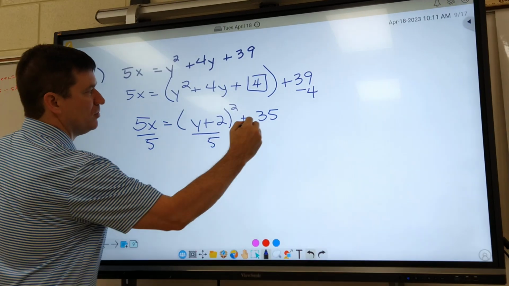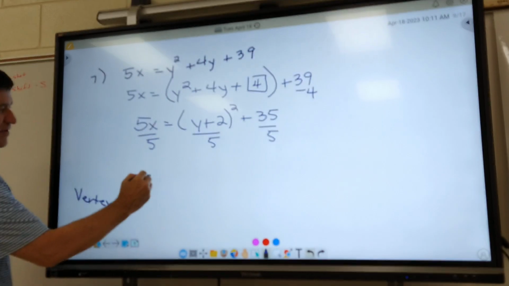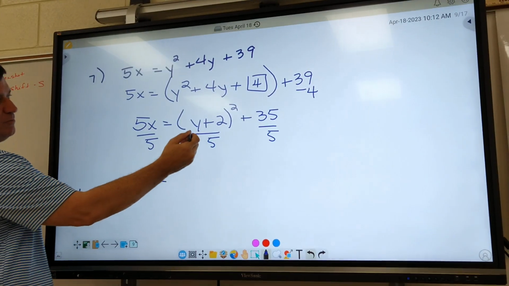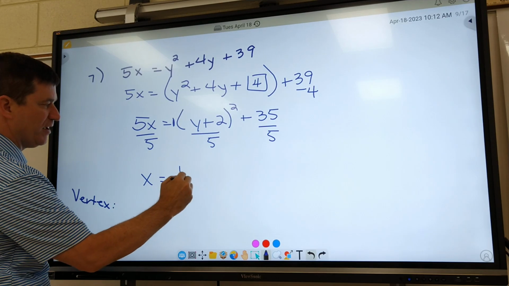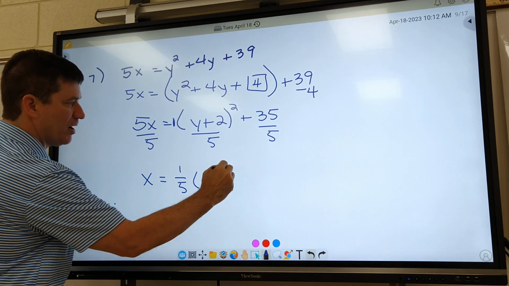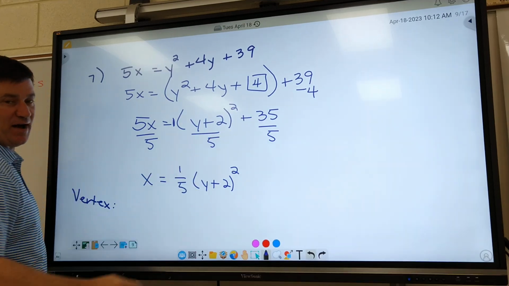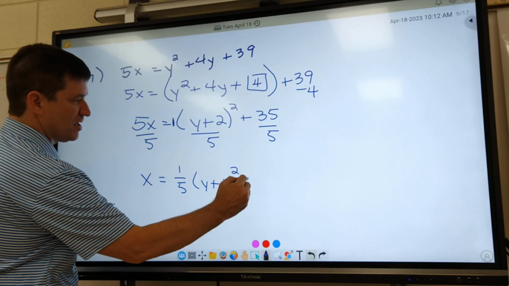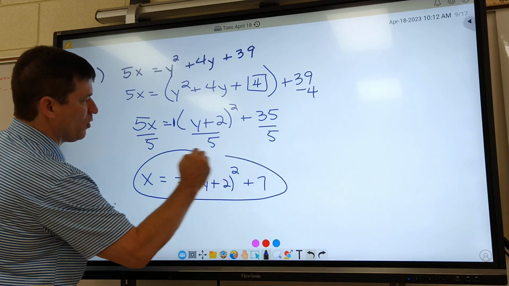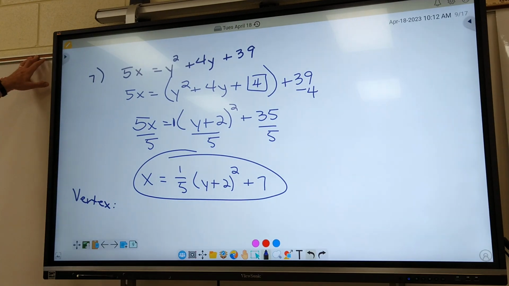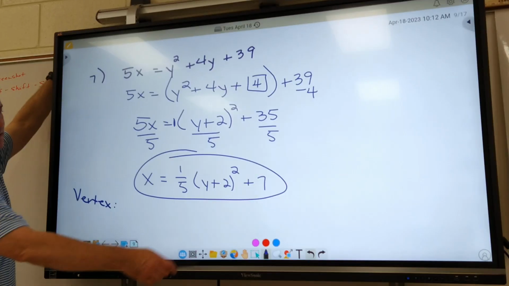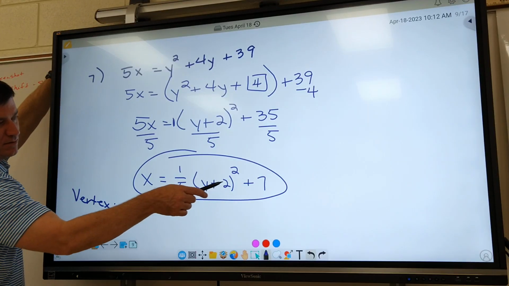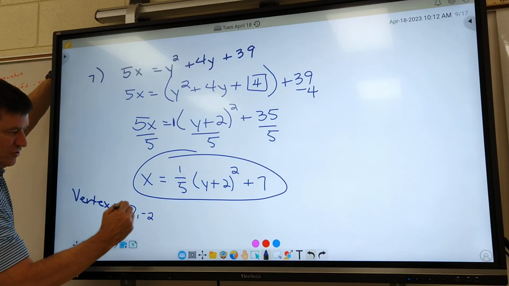Boom, boom, boom. So I've got x equals. Now look, when you're dividing by 5, there's an understood 1 there. So I'm going to say 1/5 y plus 2 squared. What's 35 divided by 5 give you on the end? Plus 7. This would be my equation for that one. Oh my goodness. All we did was one extra step. We divided by 5. So what do you put as the vertex? So what is our vertex? Positive 7, -2. 7, -2 is the vertex.